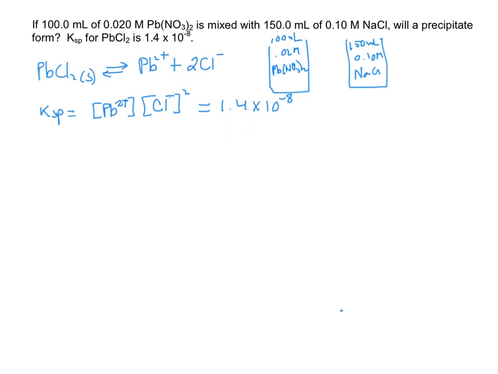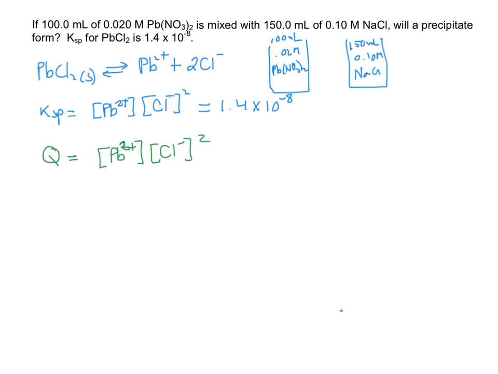So I can compare Q, which is my reaction quotient, this expression right now, versus when it's at equilibrium, and find out if I'm at equilibrium, so it's going to start precipitating, or if I'm before that, or if I'm after that and it's already precipitated. So let's do that together. So we're going to find Q. So Q is the concentration of Pb2+ times the concentration of the Cl- squared.